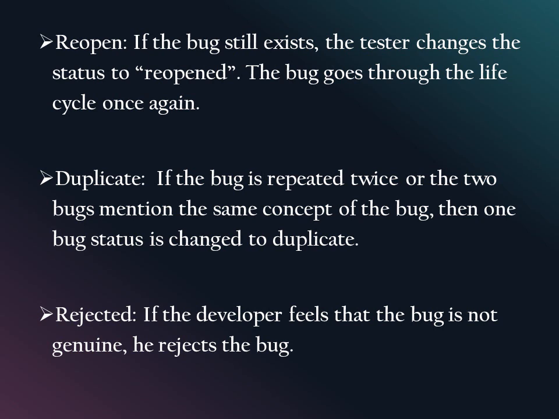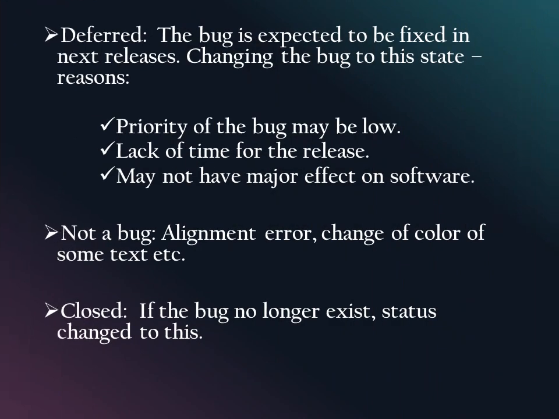Now, when the developer analyzes the bug, he or she will come to any one of these conclusions. First one, duplicate. If the bug is repeated twice, then the state is changed to duplicate. Or if two bugs mention the same concept, then one bug status is changed to duplicate. Second one, rejected. If the developer feels that the bug is not genuine, he rejects the bug.